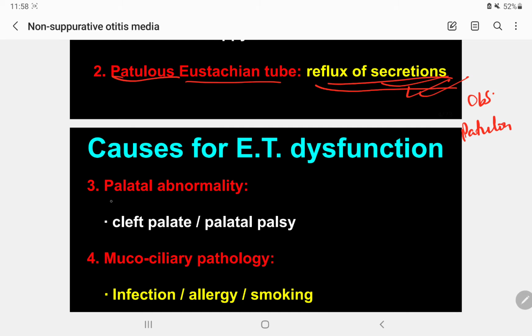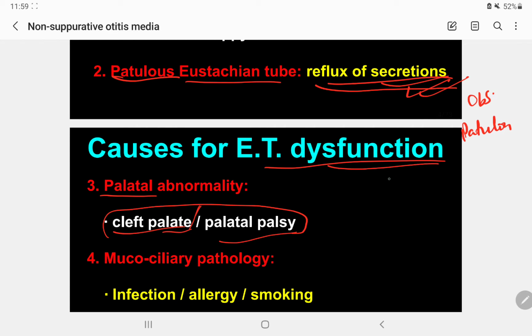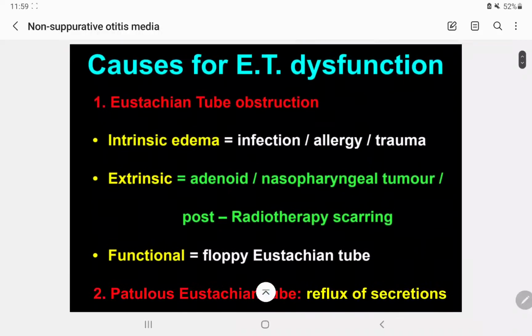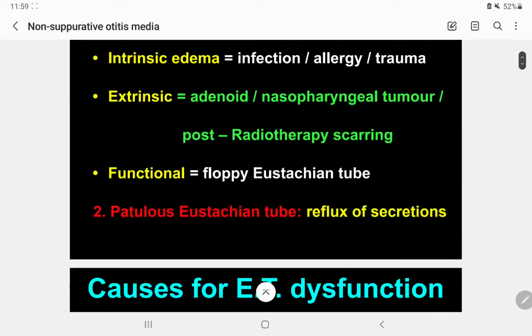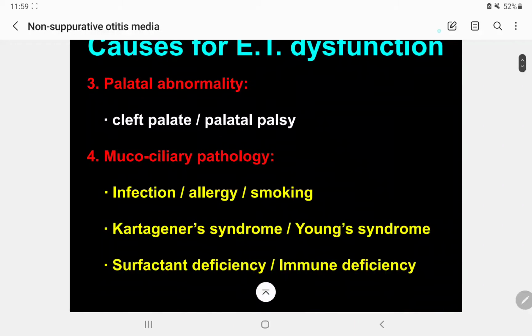And the third one is palatal abnormality. In a patient with cleft palate and palatal palsy, if it is any kind of congenital disorder, right, cleft palate, that can also cause eustachian tube dysfunction. It can cause eustachian tube obstruction, dysfunction and obstruction mainly, right? And then another one is mucociliary pathology. Mucociliary pathology means any kind of disease that is present in the mucociliary clearing mechanism.